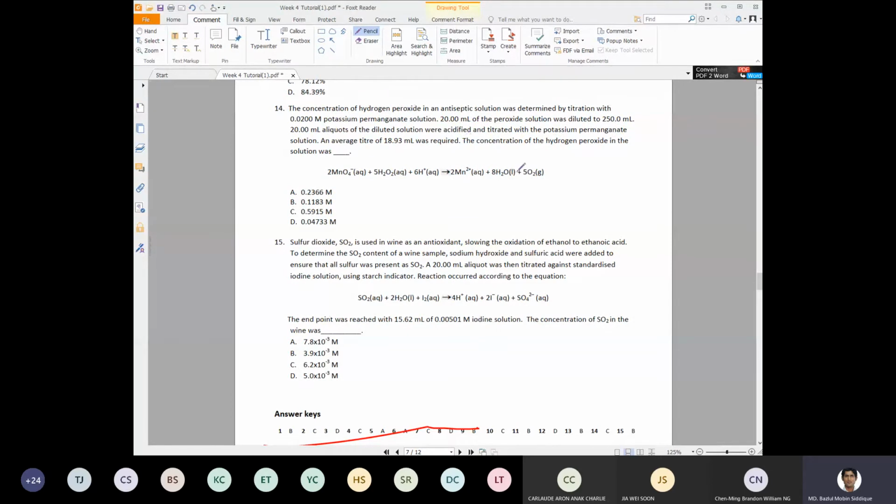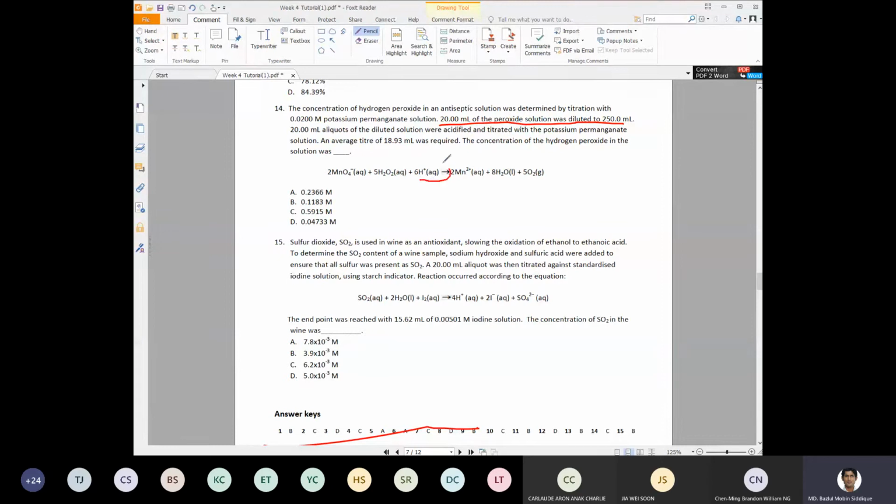The concentration of hydrogen peroxide in an antiseptic solution was determined by titration with 0.2 molar potassium permanganate solution. 20 milliliter of the permanganate solution was diluted to 250. That means a 12.5 times dilution happened here. And 20 milliliter of the diluted solution was then acidified and titrated.